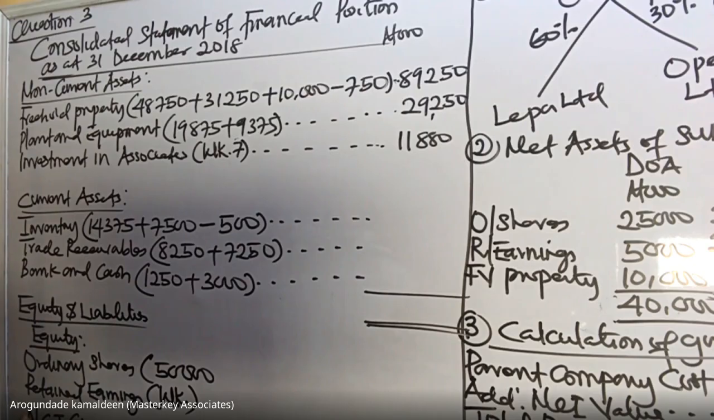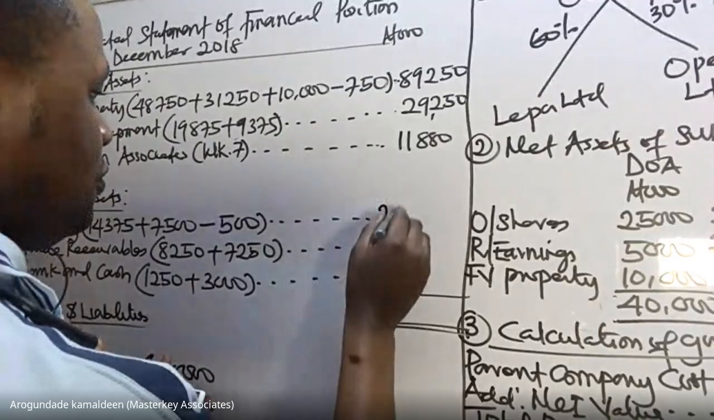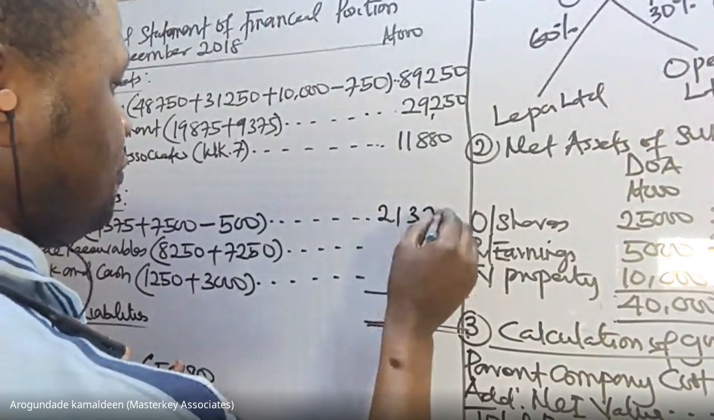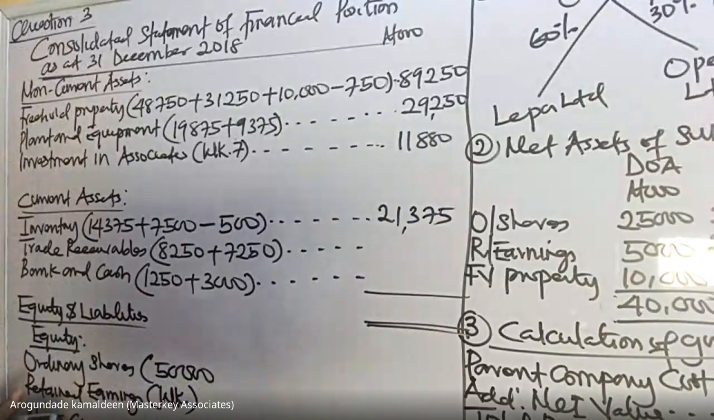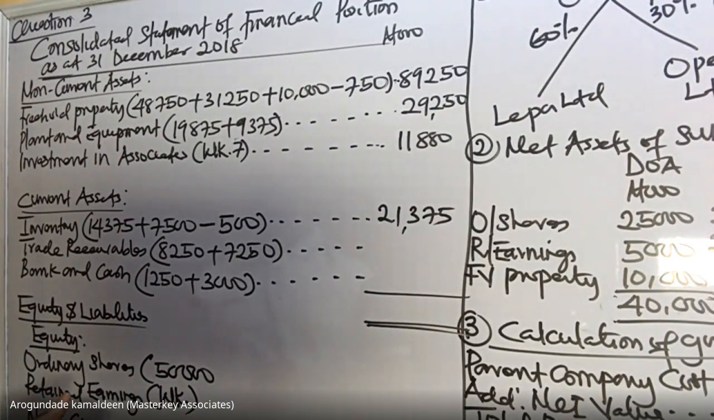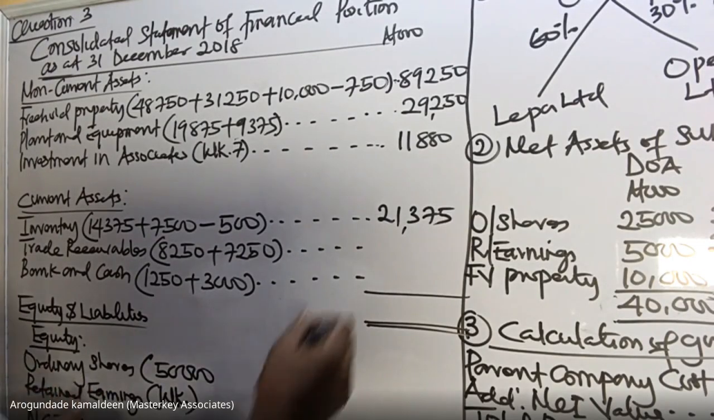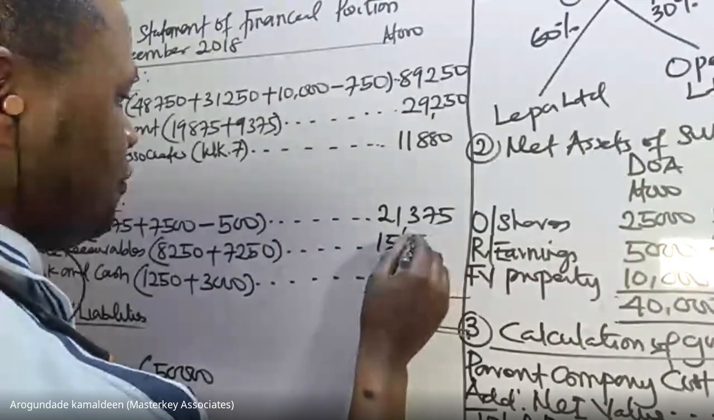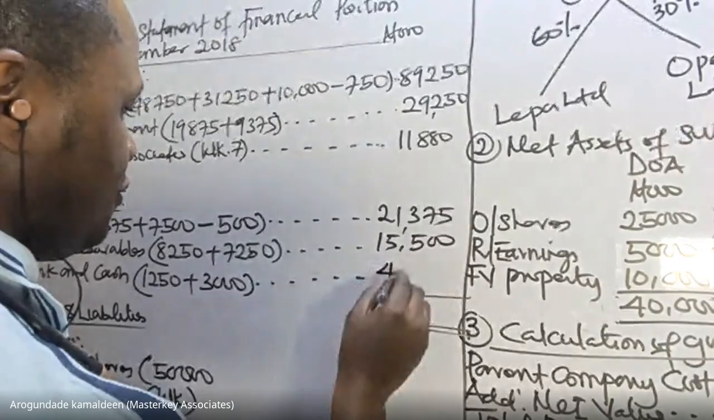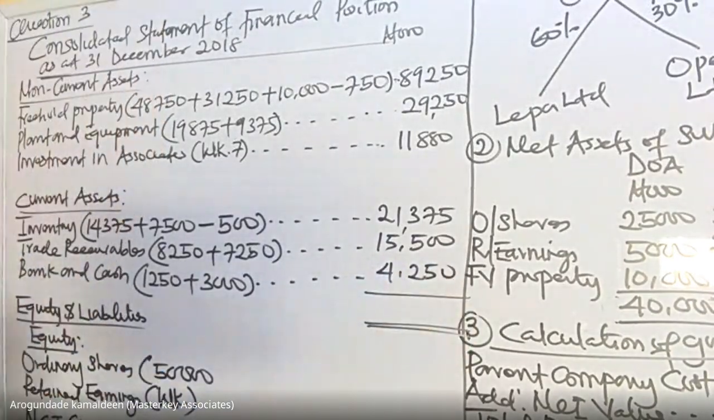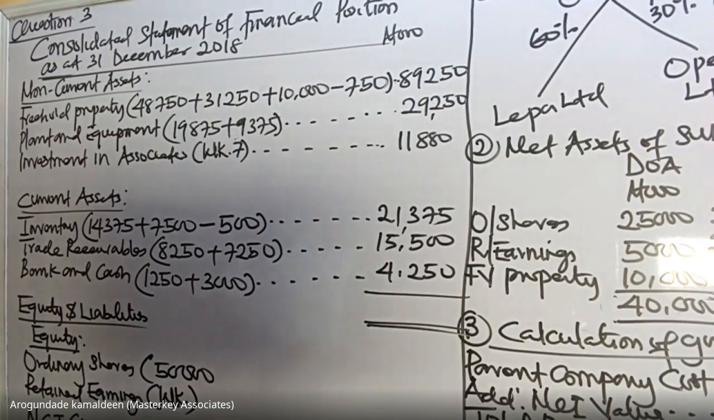14,375 plus 75 minus 500. 21,375. Please let me confirm. 8,250 plus 7,250, 15,500, okay? Then 4,250. Okay. Please help me stop now. Your total asset now, okay?